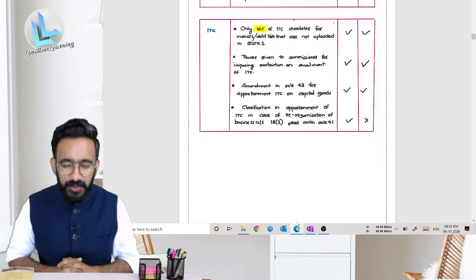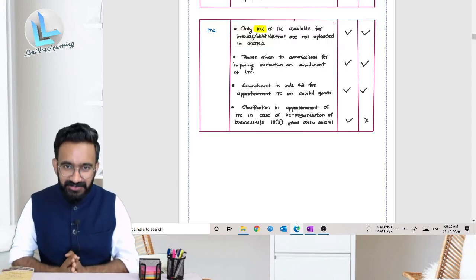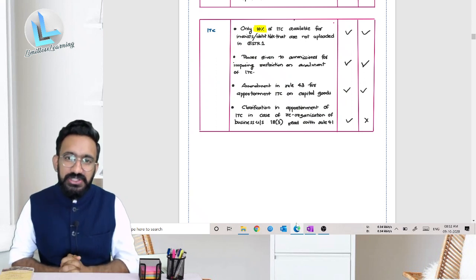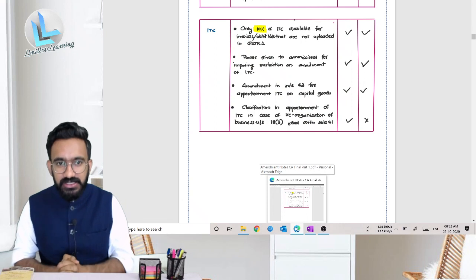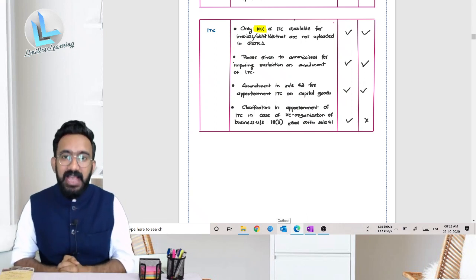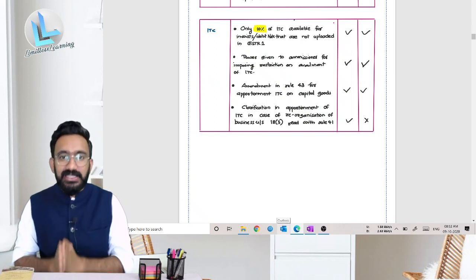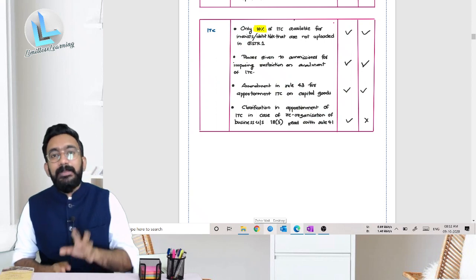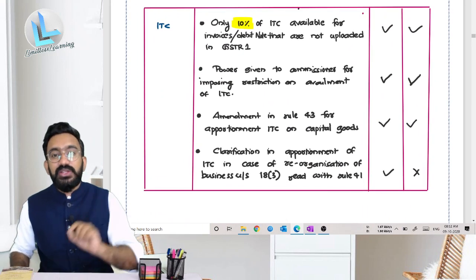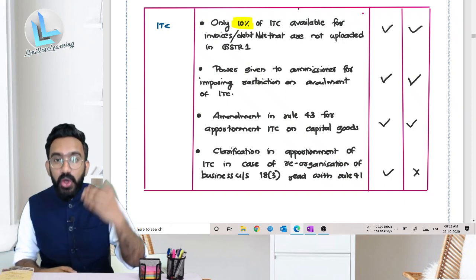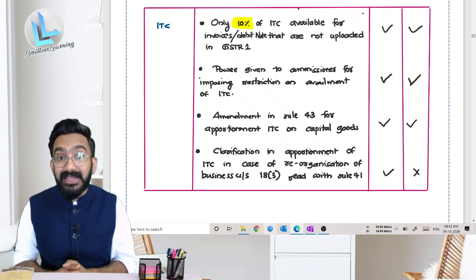Welcome back, everyone. We are in part 5 of our amendment series discussion, and in today's session, I'm going to discuss the amendments that have happened in the input tax credit chapter. Compared to all the amendments that I have discussed till now, this particular chapter's amendment happens to be the most important one for the November examination.